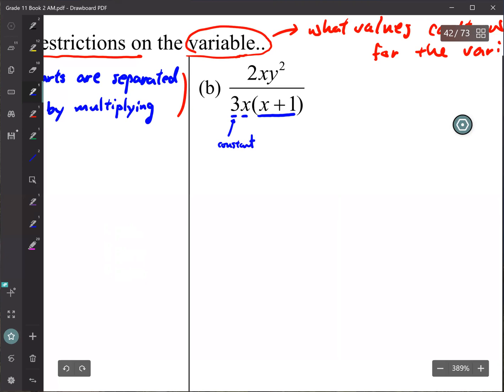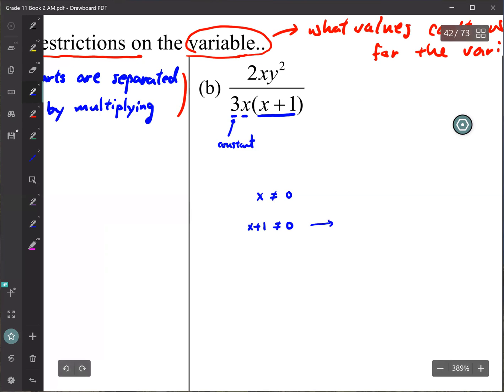So for restriction, you just need to worry about the x cannot be 0, right? Otherwise, multiply by that makes the whole denominator 0. And also the third part cannot be 0, right? But restriction is talking about restriction on the variable. So for this one, we need to do one more thing.